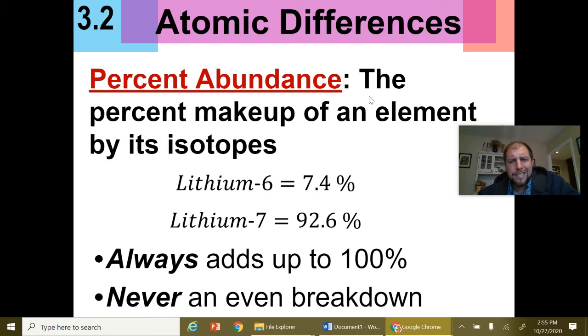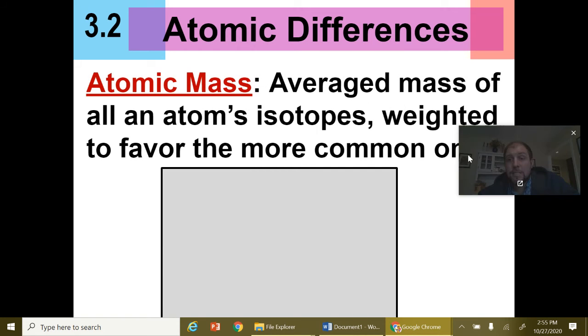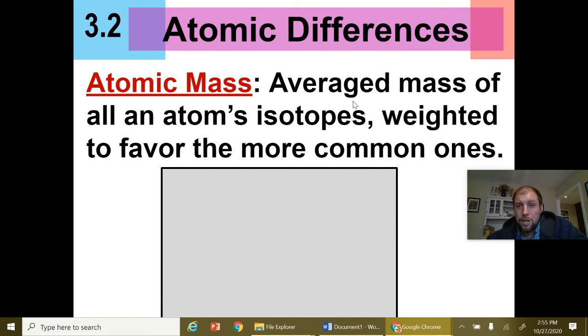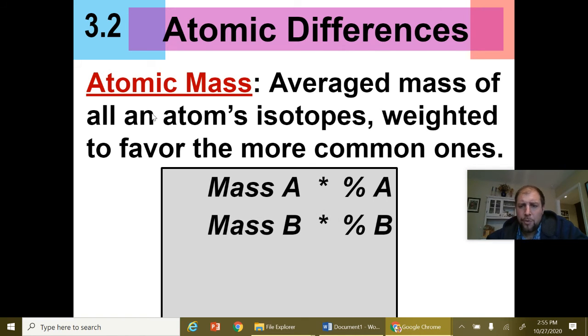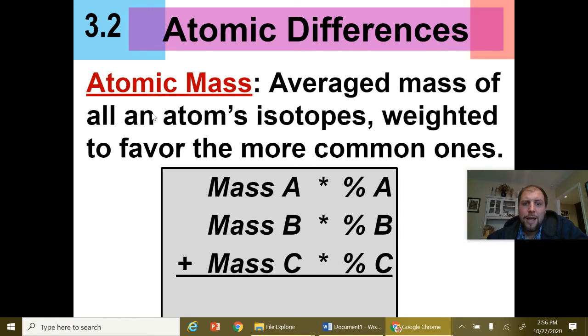Okay? We do the exact same thing here with something called an atomic mass calculation. All right? Where we take the mass of one isotope of an atom and multiply it by how common it is, its percent. Then we take the mass of the second isotope multiplied by its percent, and the third isotope times its percent.